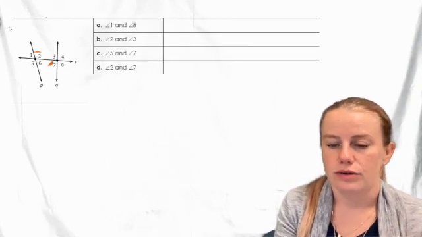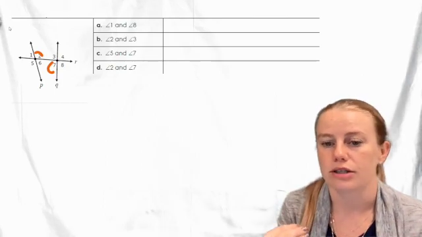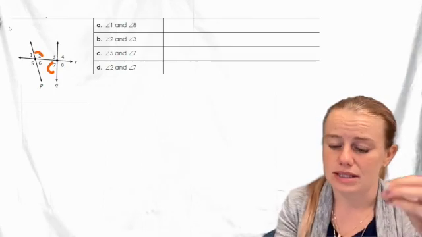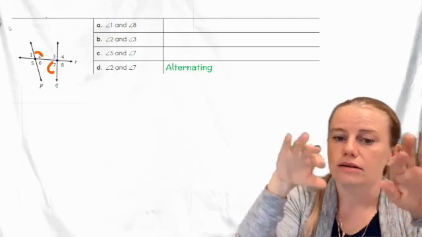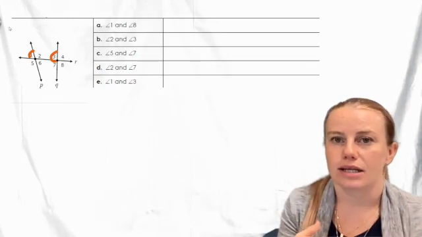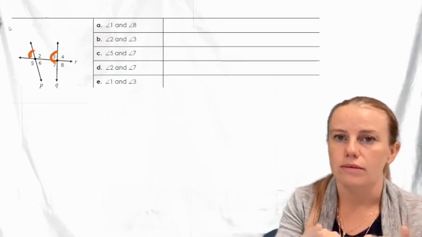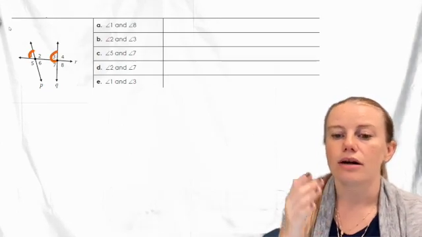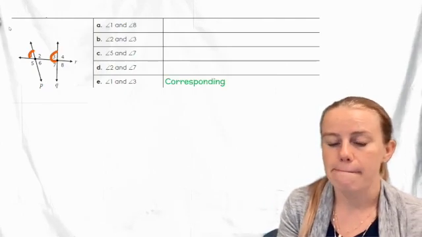All right, 2 and 7. Again, we're just looking at same side or opposite side of the transversal. They are on opposite sides, so alternating. Are they outside or inside? They're inside, so interior. Okay, 1 and 3. Let's look at those positions. Are they on the same side or opposite side of that transversal? Same side. Are they exterior or interior? One's exterior, one's interior. That means that they're going to be our corresponding angles. Okay?